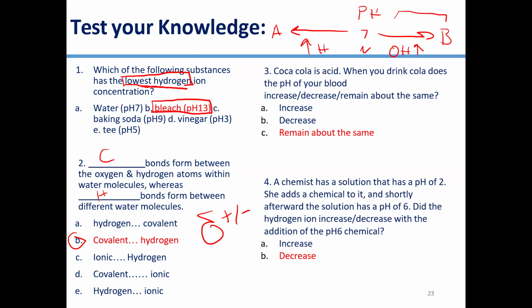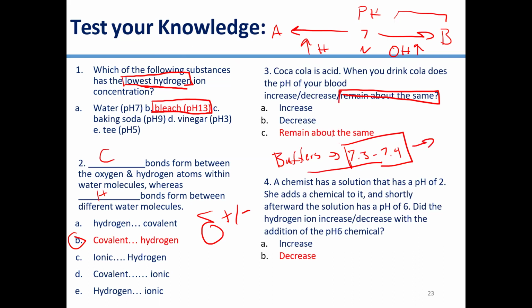For number 3, Coca-Cola is acidic. When you drink cola, does the pH of your blood increase, decrease, or remain the same? In this case, it would remain the same because remember, we have those buffers. And it's going to help maintain our blood at about that 7.3 to 7.4. So again, this buffer allows us to maintain our homeostatic range, so we don't have any major deviations from our pH, meaning that we're not going to enter alkalosis or acidosis.